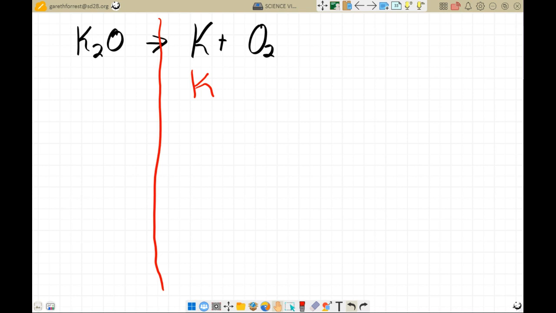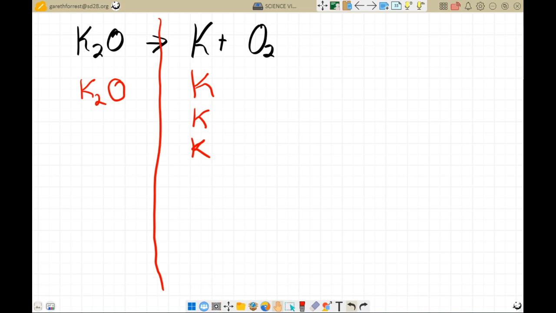But looking at the oxygens, I only have 1 on the left and 2 on the right. So I'm going to have to create an extra oxygen on the left, but the K2 comes along for the ride as well, since those two are bonded. So now I've got 2 oxygens on the left and 2 oxygens on the right. Those are balanced, but I messed up my potassiums doing that, the Ks. So on the left we have 4, and on the right we have 2. So if I add 2 more Ks there, that should fix the problem. 4 on the left, 4 on the right, 2 oxygens on the left, 2 oxygens on the right.